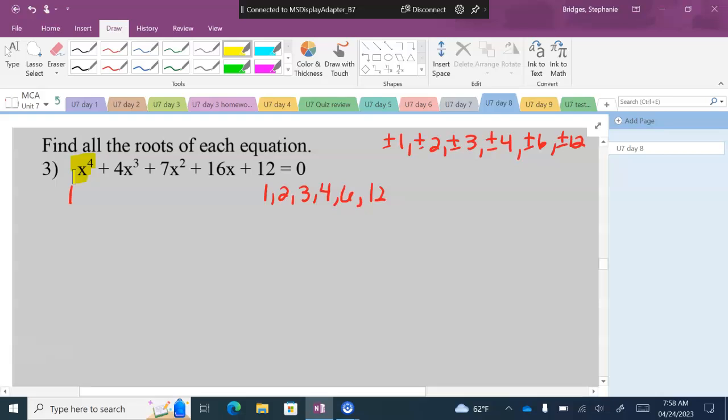So we're going to start our synthetic. First of all, if I'm looking at my coefficients, I have 1, 4, 7, 16, 12. All of those are positive numbers. Is there any way that's going to go to 0? No. So I'm not going to waste my time trying 1 because I know it's not going to work. So I'm going to start with -1, and I'm going to do the synthetic to see if that one works.